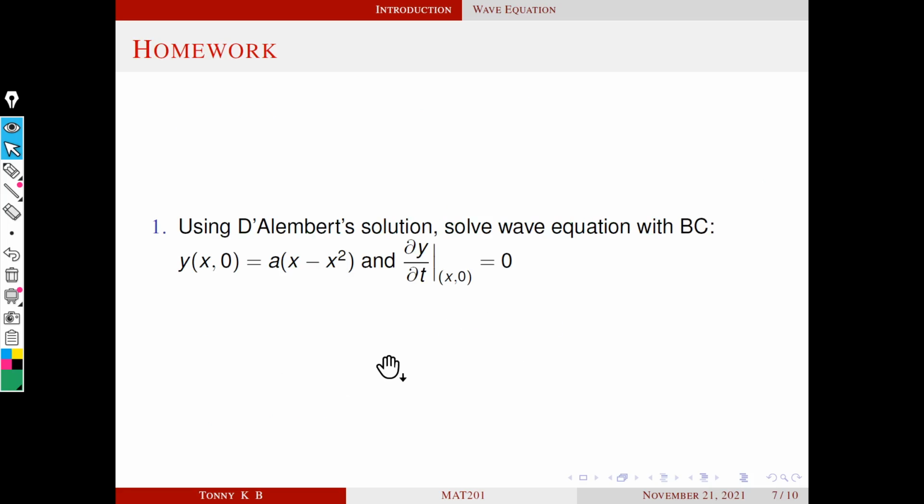This is your homework. Using D'Alembert solution, solve the wave equation with the boundary conditions y(x,0) equal to a times (x minus x square) and dou y by dou t at (x,0) equal to 0. Here a is a constant. Here the wave equation is not given, so we can take c square as c square. We don't know what c square is, so you simply take c square, that's all. You can solve. Thank you.